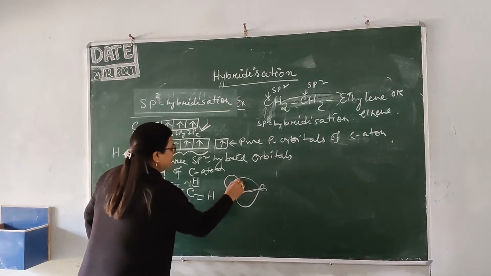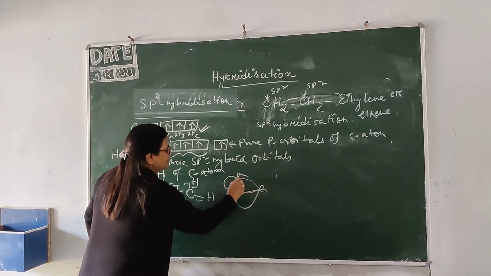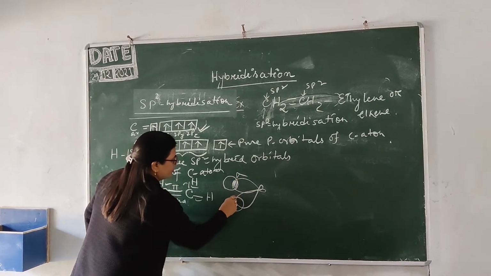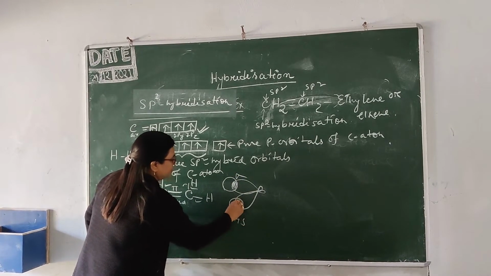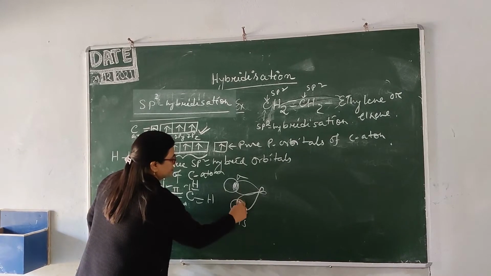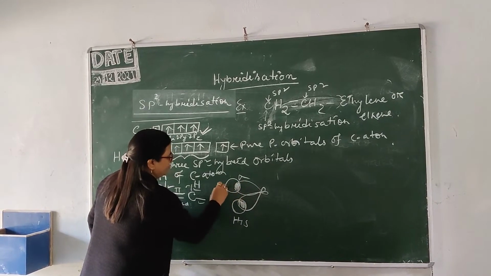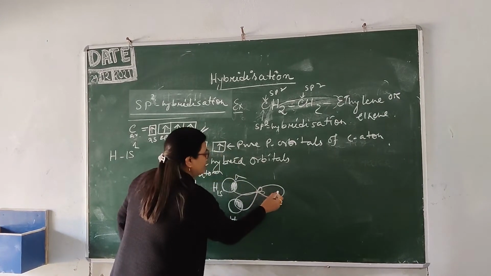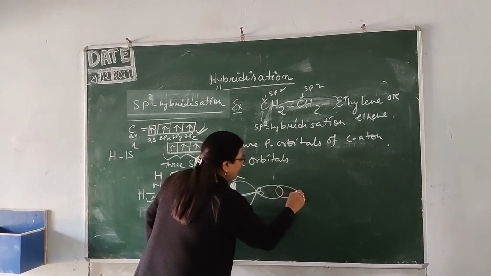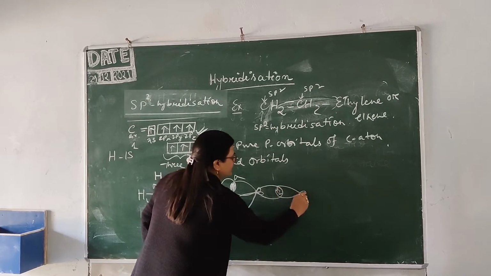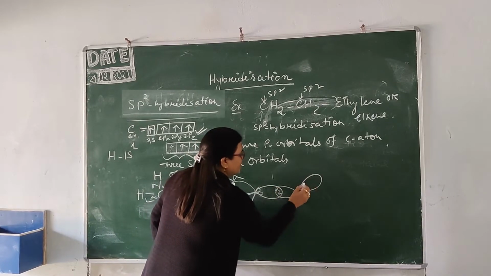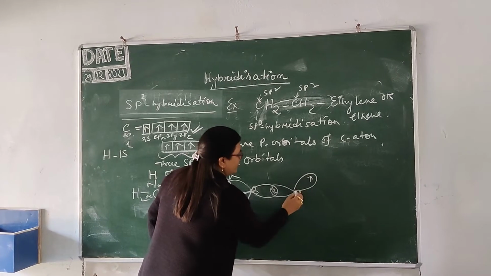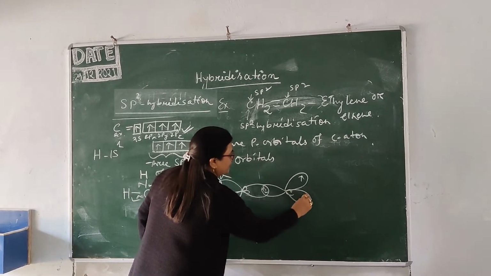This is the sigma bond. This is hydrogen 1s. This is the sigma bond with hydrogen 1s. And this is the sp2 hybridization containing one electron. This is the carbon. This is one of the sp2 hybridization, another carbon atom.